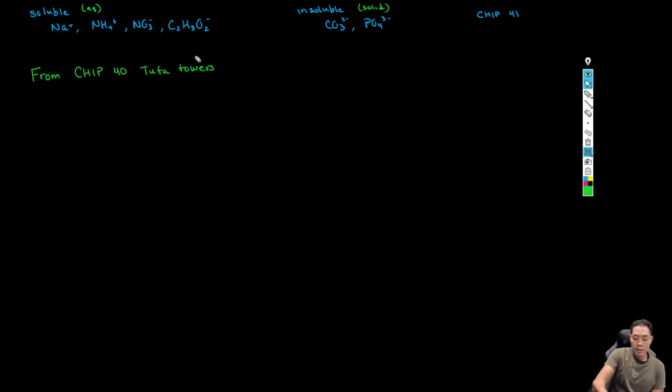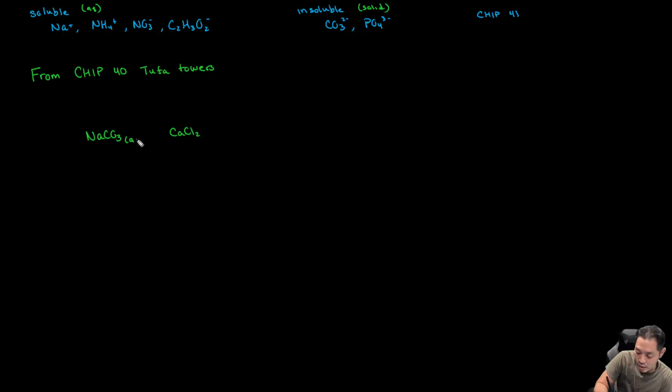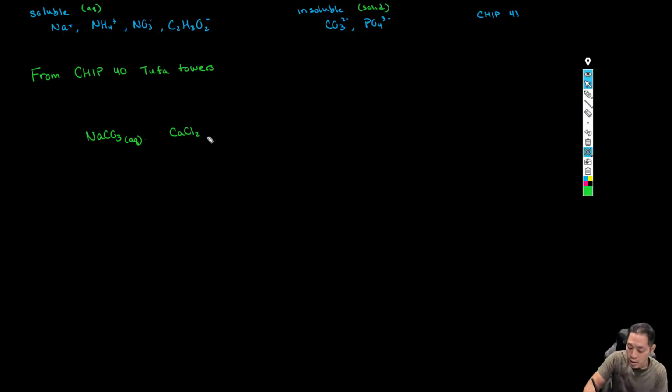So the first example that we did in class was from chip 40, which is the tufa towers. In the tufa towers, we watched a video about Mono Lake. And in Mono Lake, you had two different chemicals in it. You had sodium carbonate, which is NaCO3, and it was added to calcium chloride, CaCl2. Both of these, when put in water, become aqueous solutions. So that's what AQ stands for, aqueous. Aqueous means that it completely dissolves and dissociates.